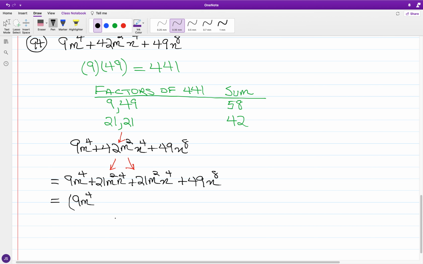Okay, so with the first two terms, we have 9m to the fourth plus 21m squared n to the fourth, and again we have the operation in the middle to be addition. And just quantifying the last two terms in parentheses.